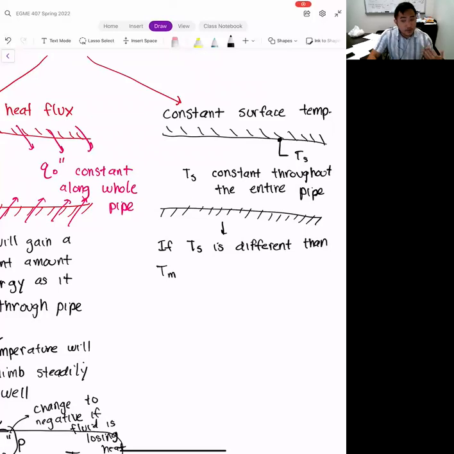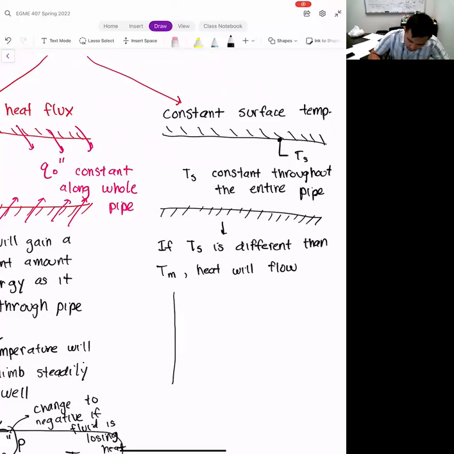Okay. In other words, if the surface temperature is different than the fluid temperature, then of course, we know that anytime there's a temperature difference, there's going to be heat flowing. Okay. But because the surface temperature is constant, right? And so you can imagine that as kind of like a horizontal line.